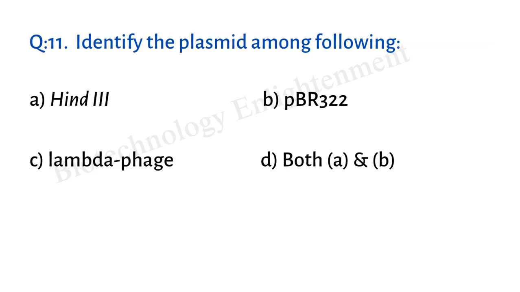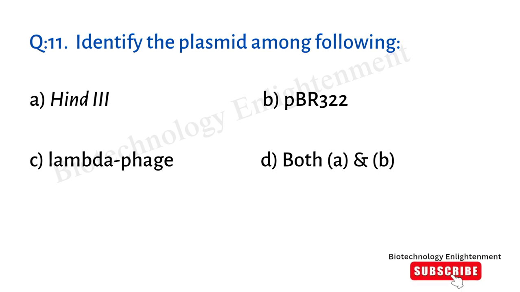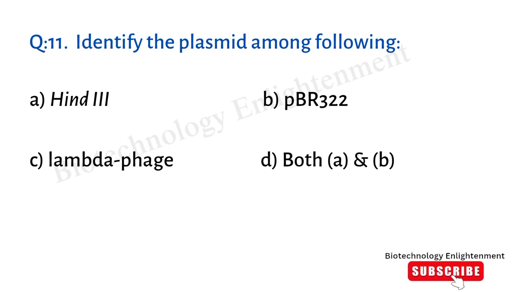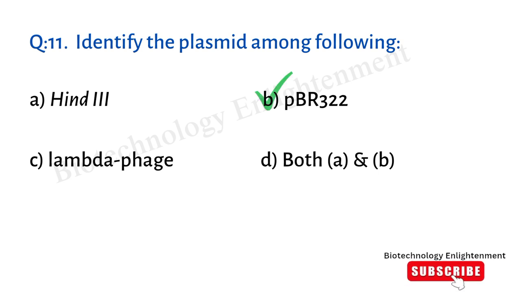Question number 11. Identify the plasmid among the following. Option A, HindIII, option B, pBR322, option C, lambda phage, option D, both A and B. Let's look at each. HindIII is a restriction enzyme, not a plasmid, so option A is incorrect. Lambda phage is a bacteriophage, so option C is also incorrect. Only pBR322 is a plasmid vector, so option B is the correct answer for this question.